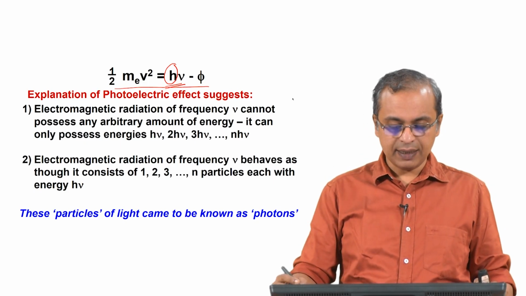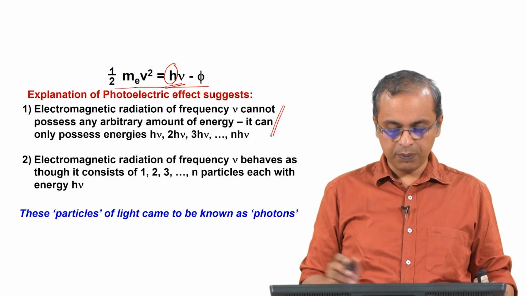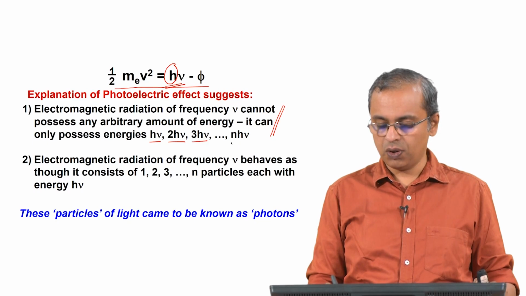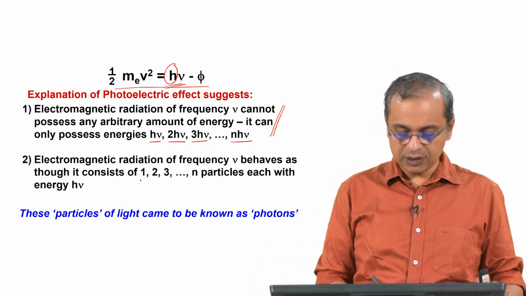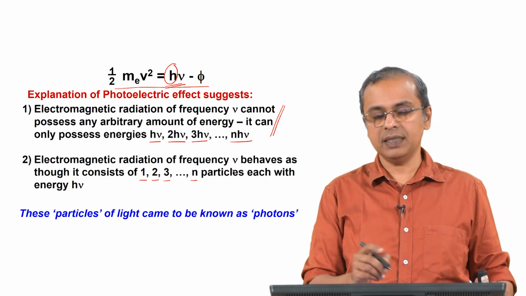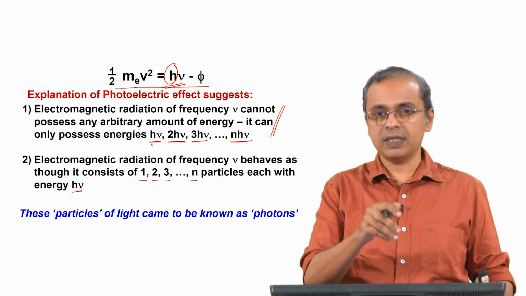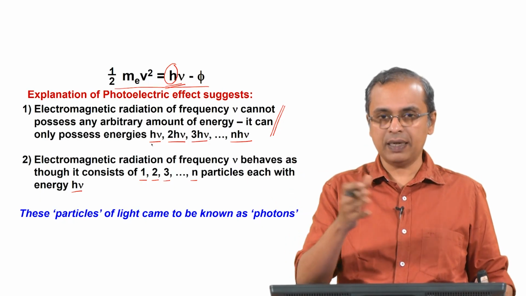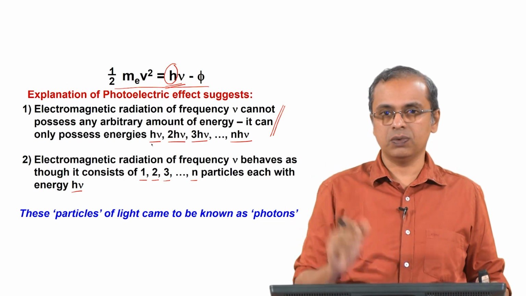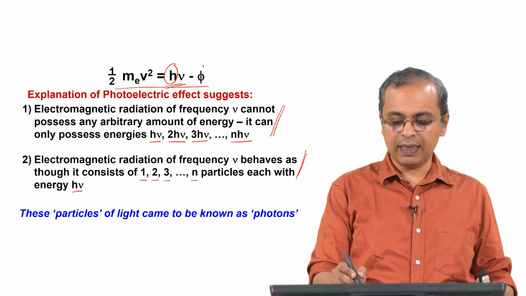So, he said that electromagnetic radiation of frequency nu cannot possess any arbitrary amount of energy, it can only possess energies in quantities that are h nu, or 2 h nu, or 3 h nu, or n h nu. So, it behaves as though it consists of 1, 2, 3, or n particles, each with energy h nu. It looks like it consists of any number of particles you can pick, and each particle has an energy h nu. So, if there are 25 particles, it is 25 h nu.